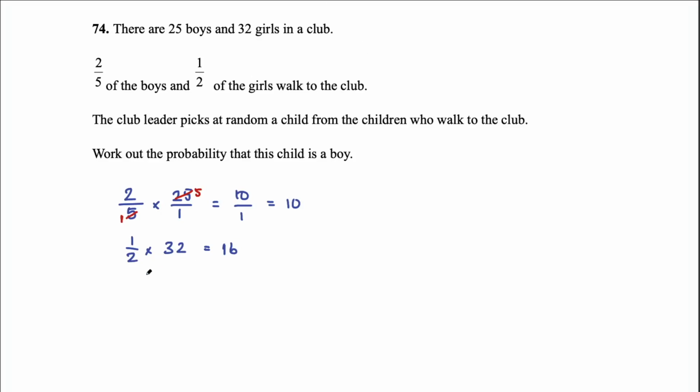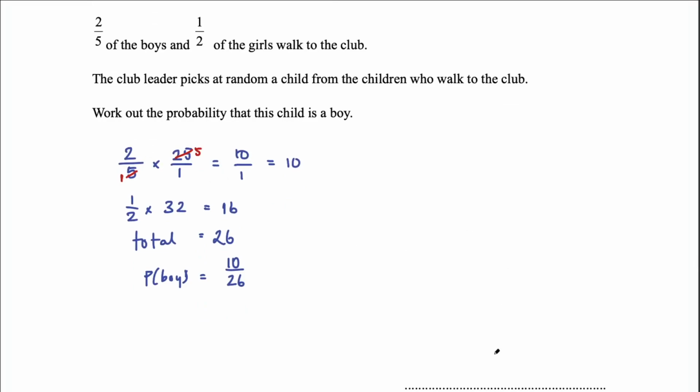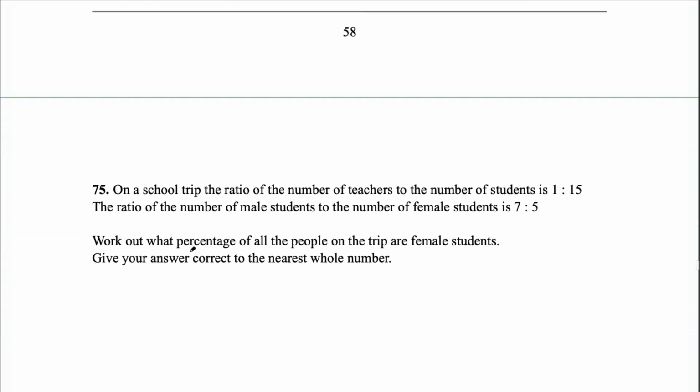In this case, we want the total number of children walking to the club. So the total number would be 10 plus 16, which is 26. And then if the club leader is going to pick a boy, well, the total amount of children he's picking from is 26. The number of boys is 10. So the probability that it will be a boy will be 10 out of 26. So that would be my final answer there. You could also simplify. It doesn't say you have to simplify, but you could simplify this to 5 out of 13 as well. So either of those 2 answers would be fine there. So that was question 74 for 3 marks.